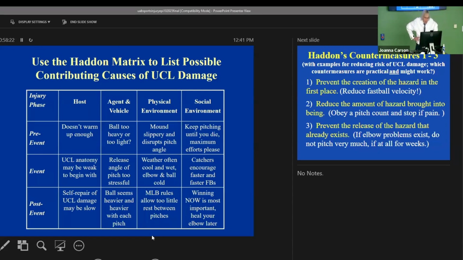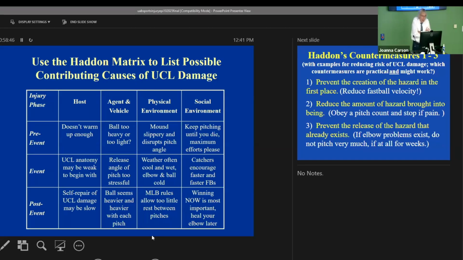Physical environment event. We try to play baseball. People have paid their good money. We don't want to dismiss people early. We want to play. Maybe there is extra stress when there's slippery, bad footing. MLB rules too. Okay, social environment, and that's sometimes a hard one to grasp.